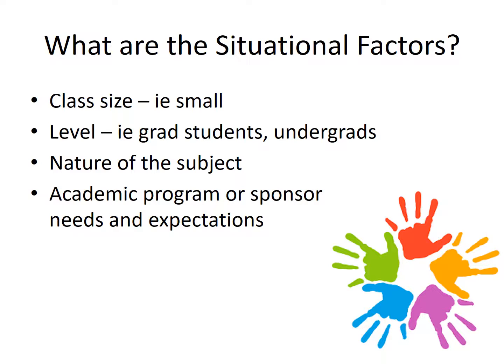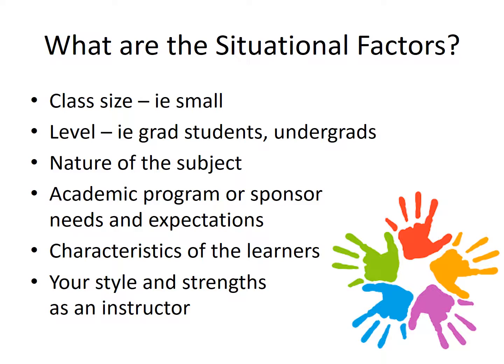Next, we might think about the learners. So let's put them into this picture. Who are they? Where are they? What other priorities are they dealing with at the same time as they're balancing their program work with you? And then finally, another situational factor is what your style is and what your strengths are and your comfort levels and what you would like to bring to the course as an instructor. So these are all situational factors that would influence our thinking about online course design.